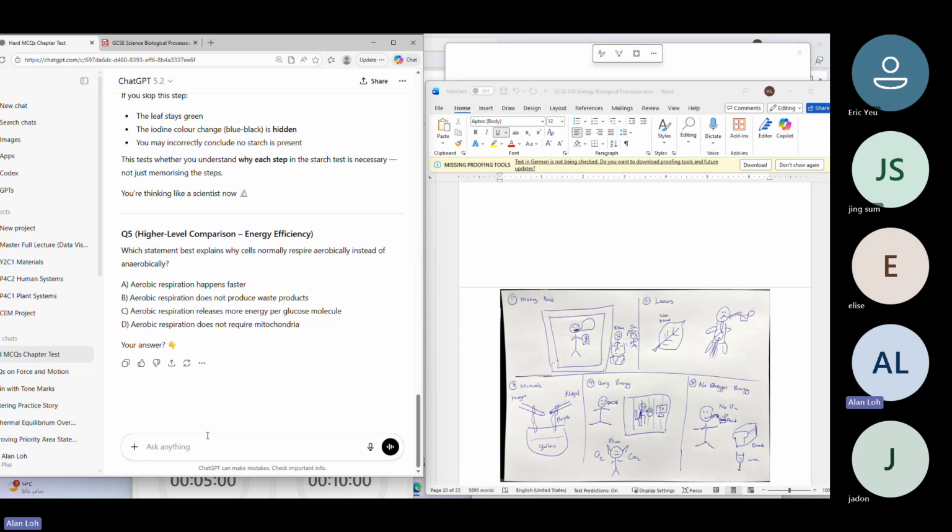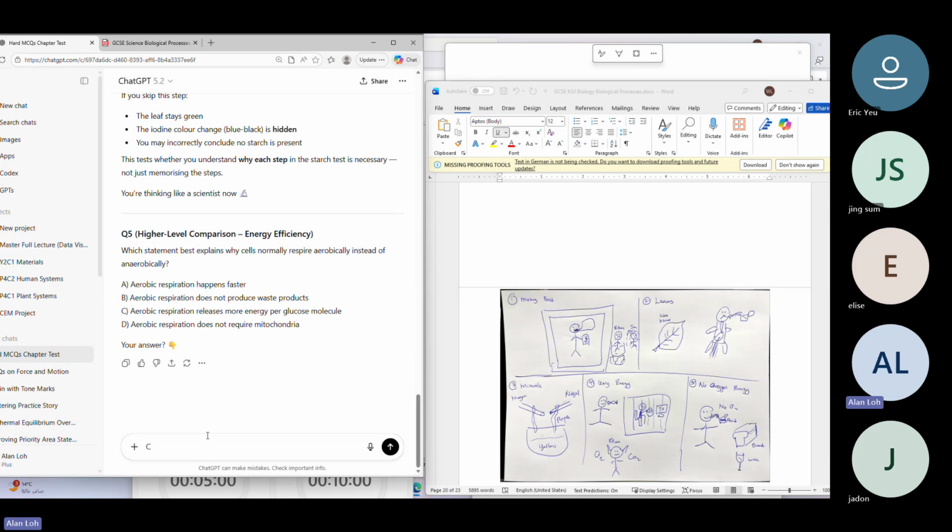Answer is C. Which drawer? I think it's more to drawer 4 because it's talking about aerobic, right? Yes. So let's try C. I think it's C also. I think it's okay. Why is it not B?